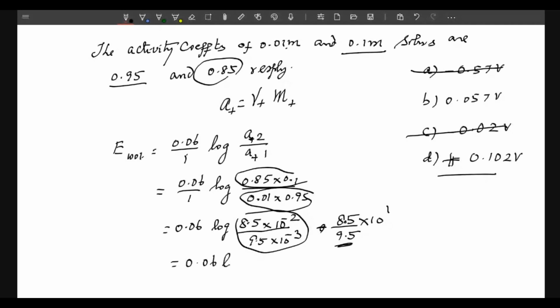0.06 into log of 9 divided by 10 into 10 power 1. That is nothing but log of 9. What is log of 9? Tell me what your calculator says. 0.06 into log of 9. Use your calculator.